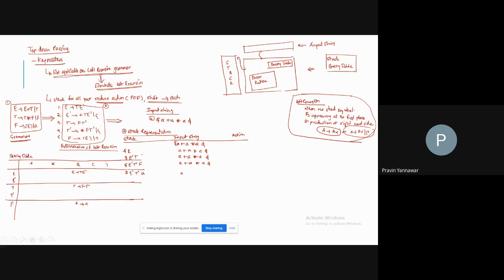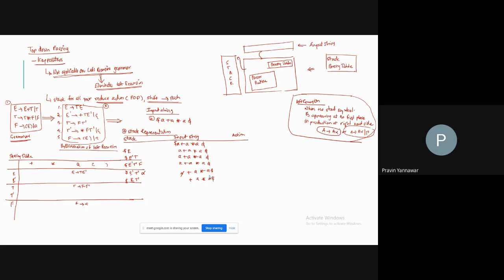Here you produce this A and this A, so what is left is A star A $. It means you reach this particular symbol, so this got popped off from the stack. So the remaining representation is E'T' with plus A star A $.